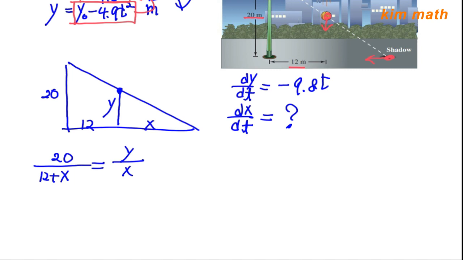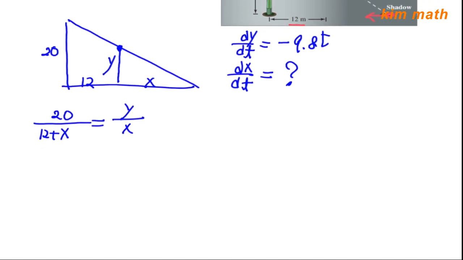Now you can differentiate both sides with respect to time, but I think I want to use the product rule, not the quotient rule. So I will modify this one like this: 12y plus xy equals 20x. Is it okay? Now I will differentiate both sides with respect to time.